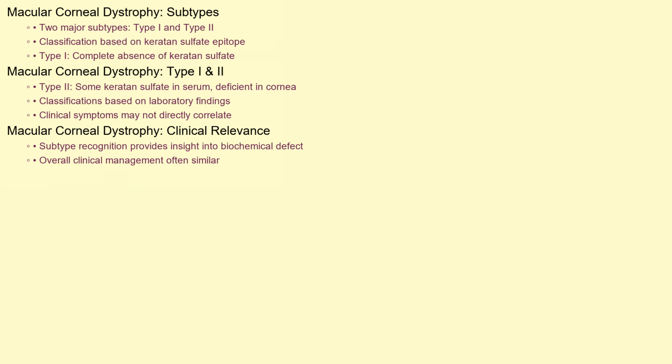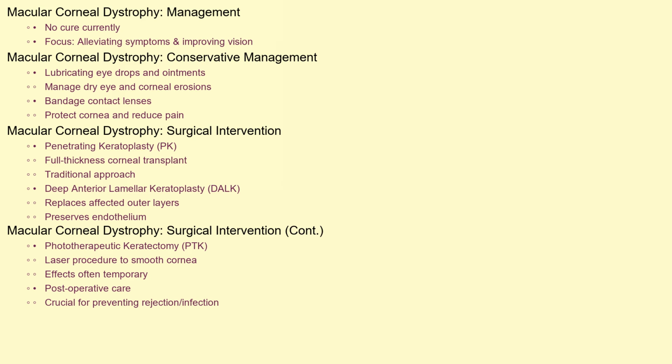Macular corneal dystrophy is often classified into two major subtypes, type I and type II, based on the presence or absence of a specific keratin sulfate epitope. Type I, which is more common, is characterized by a complete absence of keratin sulfate in the corneal serum. Type II, on the other hand, shows the presence of some keratin sulfate in the serum, though it's still deficient in the cornea. These classifications are primarily based on laboratory findings and may not always directly correlate with the severity of clinical symptoms. Recognizing these subtypes can provide some insight into the specific biochemical defect, but the overall clinical management is often similar.